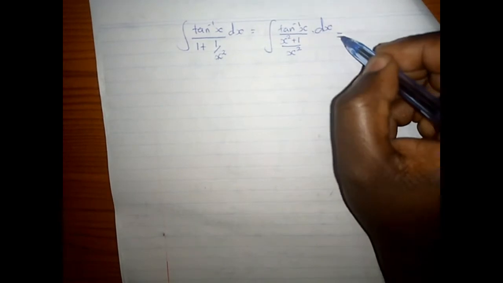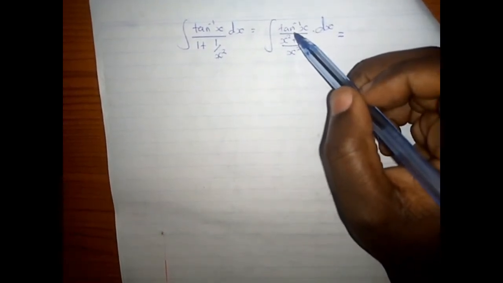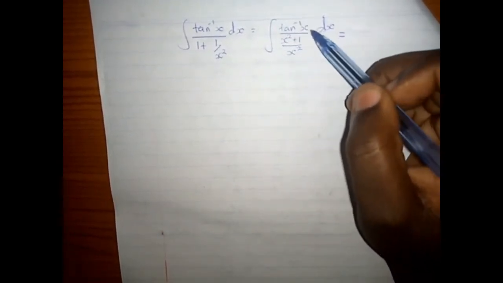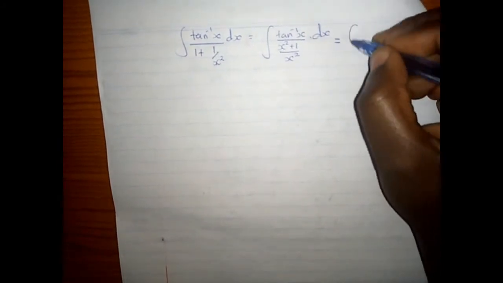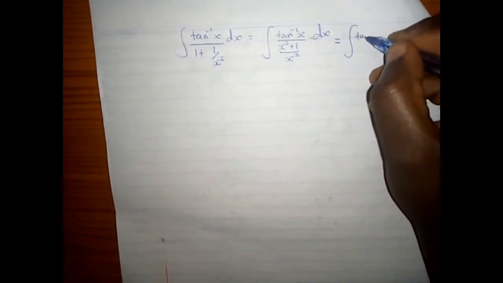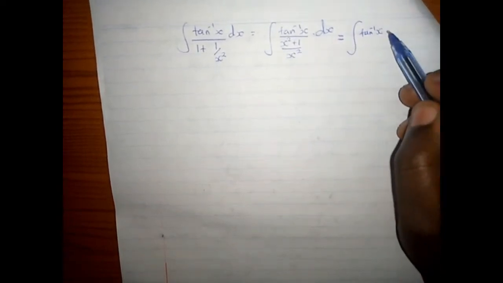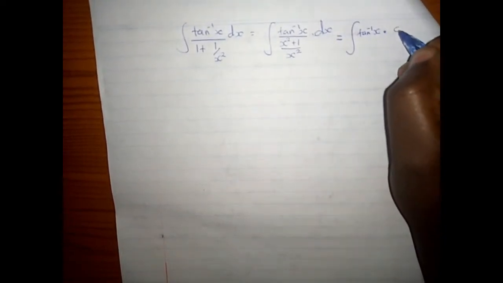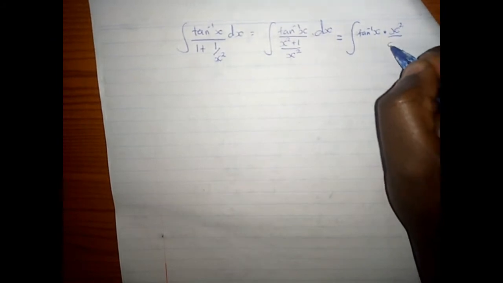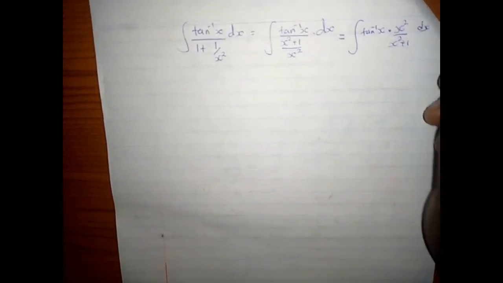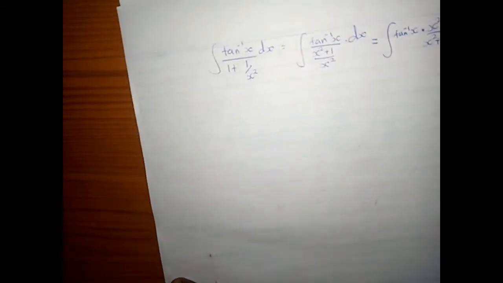So this is the same as, when you divide tan(arctan x) by this whole thing, you are going to get the integral of arctan of x times x squared out of x squared plus 1 dx, yes. So this is what we are going to solve.